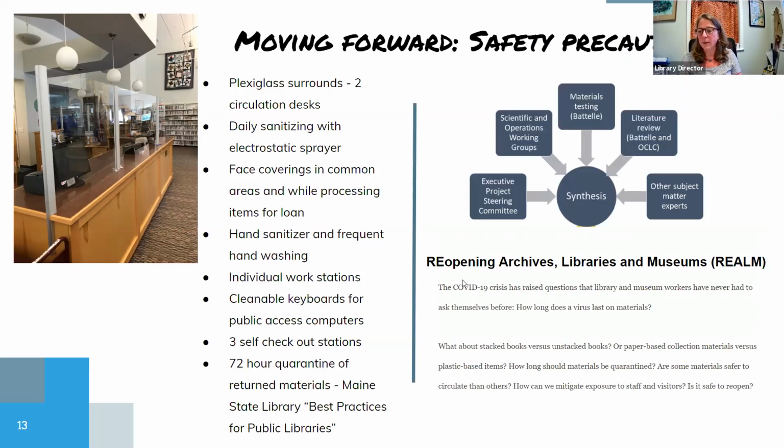Also, for the past few months, there has been a research study going on that was instituted by the Institute for Museum and Library Services, as well as OCLC and the Battelle labs. So it's an ongoing study. It seems like it's gone on forever to see how the virus actually lasts or lives or dies on library materials. At this point, it is inconclusive. We've gotten a number of different suggestions as to how long items should be quarantined. We are going with what the state is recommending, which is 72 hours, but we're still waiting to hear what else the REALM Project has to recommend.